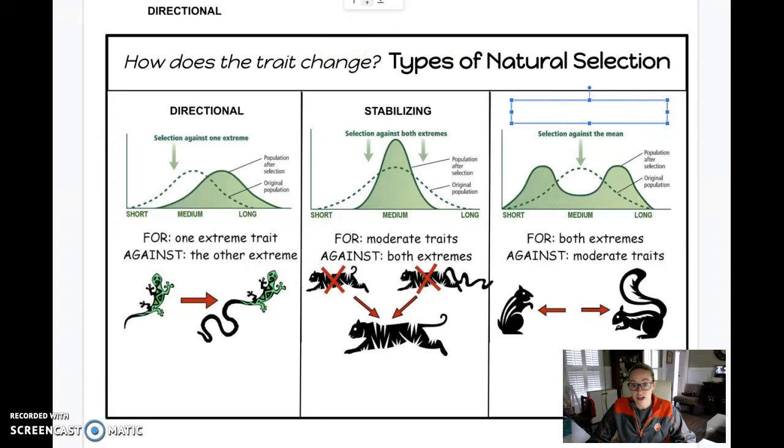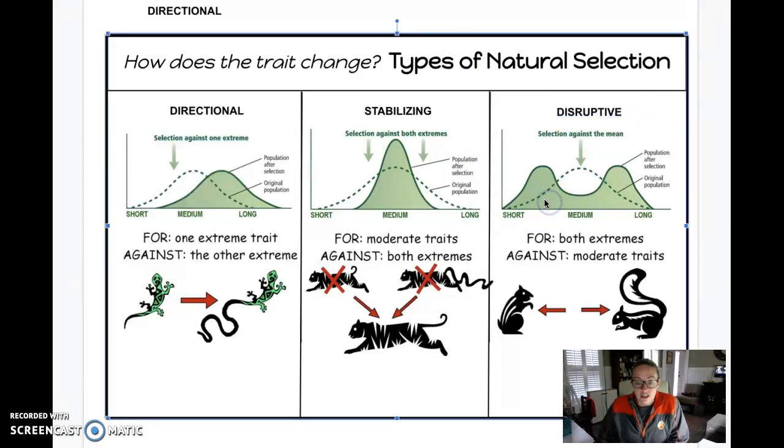Okay. So we have where we are selecting for both extremes, the far left and the far right, and we're still using the phenotypes of short, medium, long. And we are selecting against the moderate trait or the average trait. So in this sense, it is best to be different. Okay? The organisms with the different phenotypes are the ones that are going to survive, reproduce, and pass on their genes. This is an example of disruptive selection. If I can spell disruptive selection.